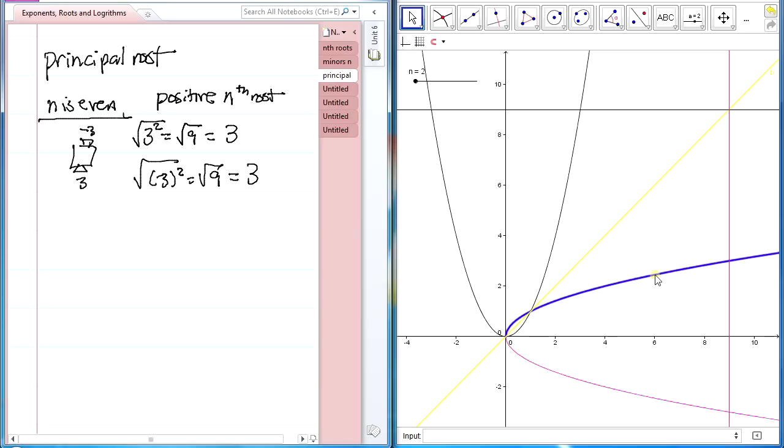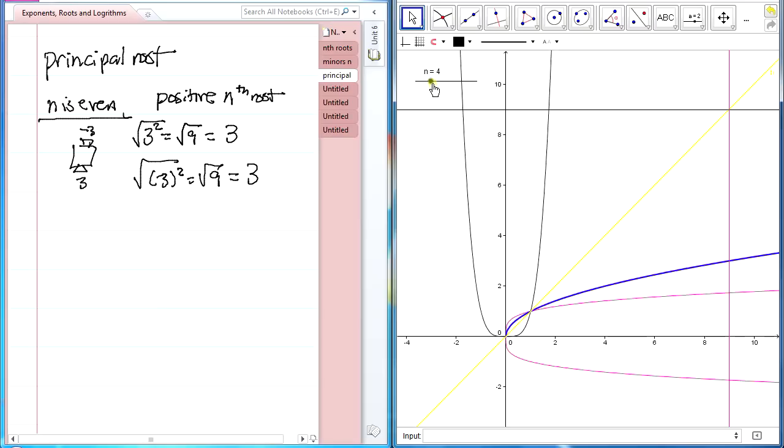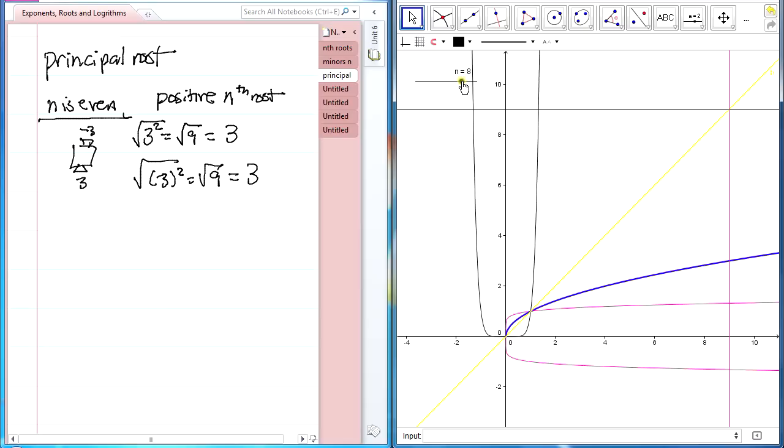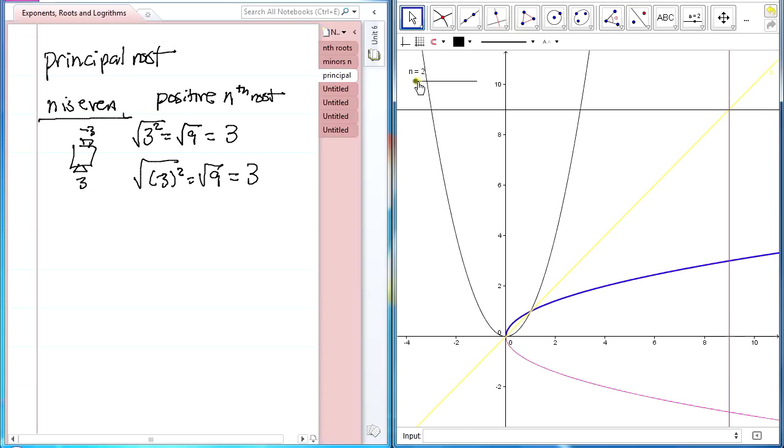Now, if I go to a 4th root, you'll see that the same situation applies. If I go to a 6th root, the same situation applies. If I go to an 8th root, same situation applies. What you should notice, though, is I haven't talked about odd roots. So let's go all the way back to a cube root.